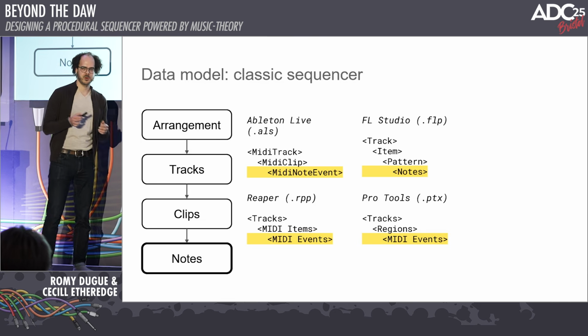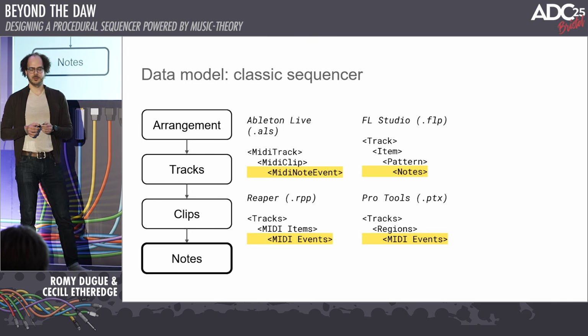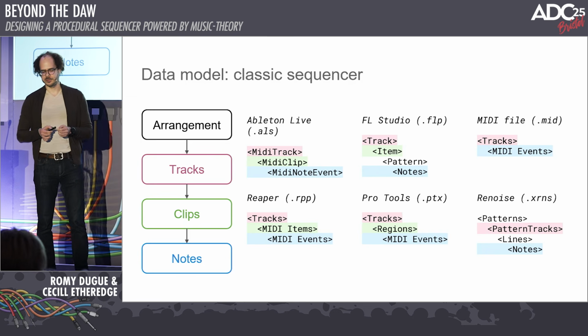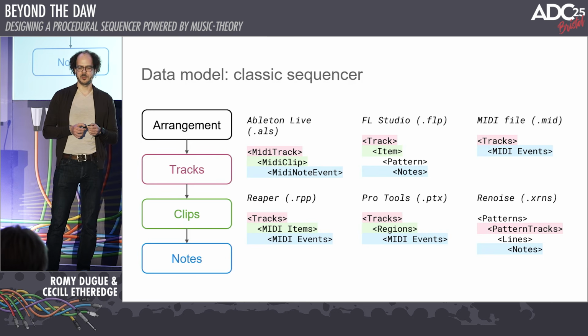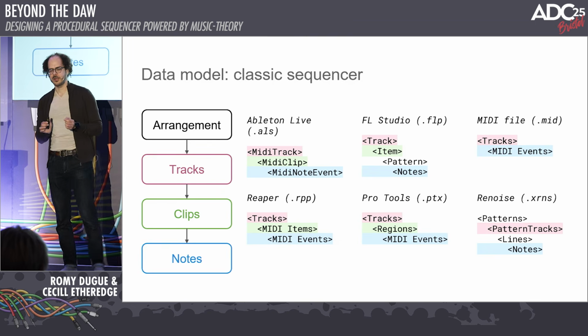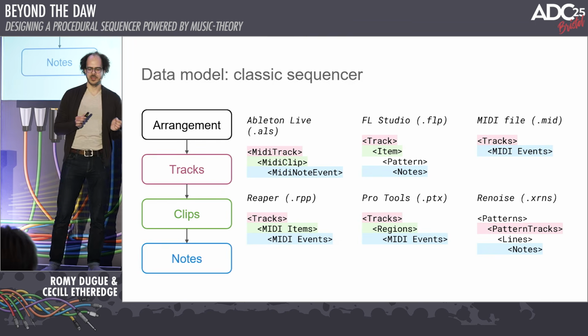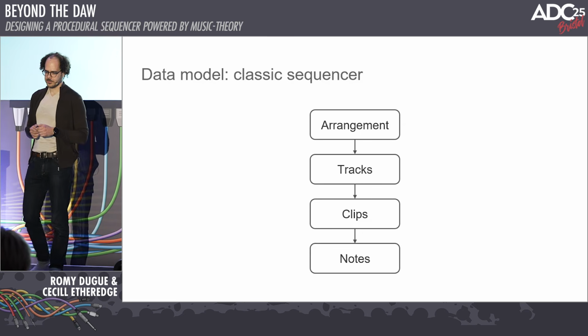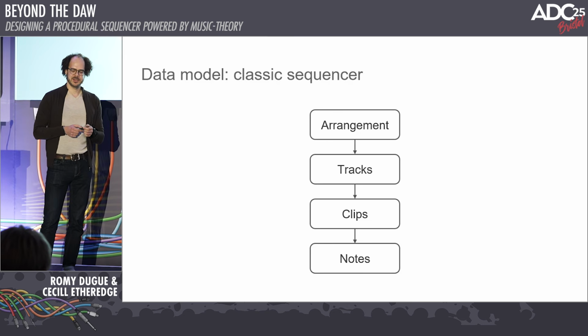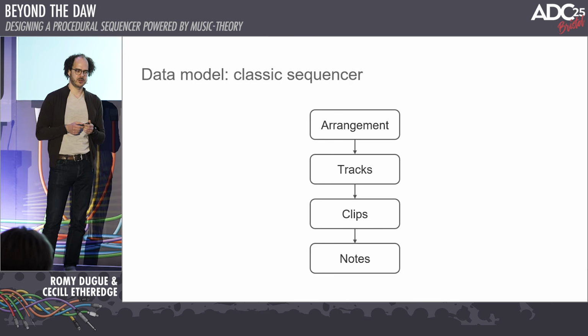Even if we look at more legacy formats and more eccentric formats, we see tracks and nodes always coming back. And the point here is that the nodes are the first-class citizens in all of these data models, right? So we have arrangements, tracks, clips, and nodes, and this is what I would call the classic sequencer data model.